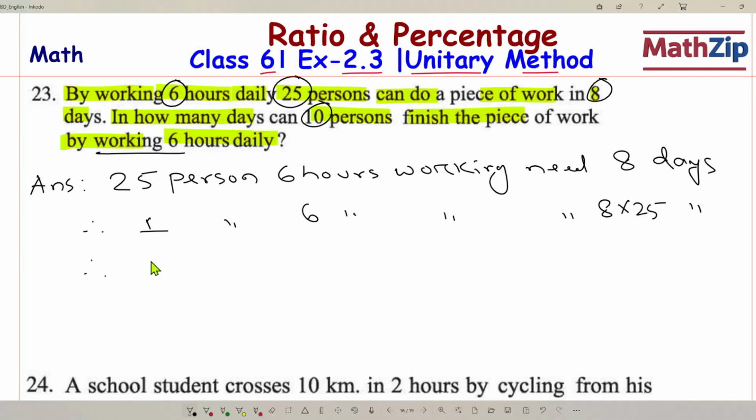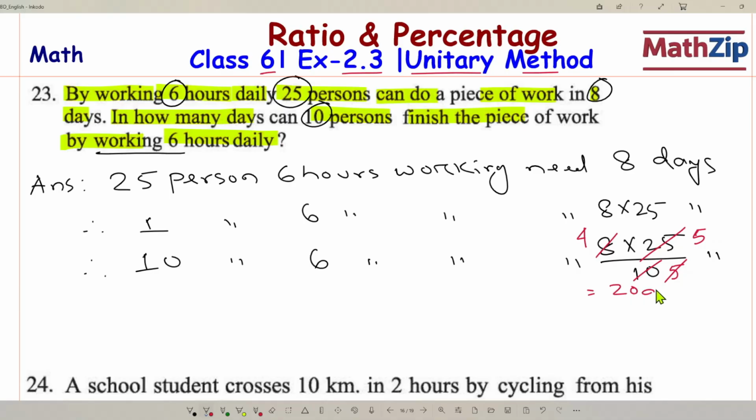Now if 10 persons work 6 hours, they need 8 times 25 by 10 days. So we can divide 8 by 2, so it will be 4, and 10 divided by 2 will be 5. 5 can divide 25 by 5. So 4 times 5 is 20. It means we need 20 days. Answer: 20 days.